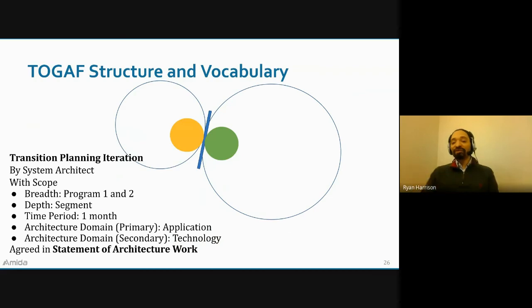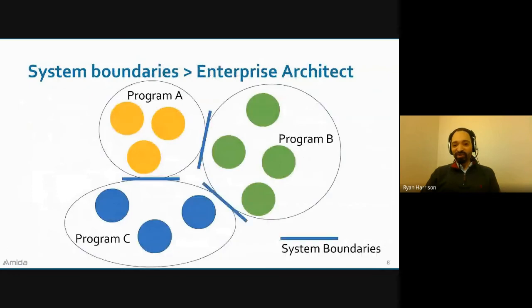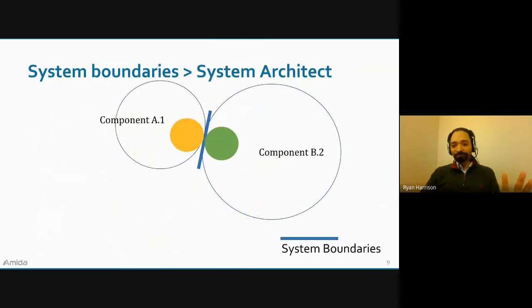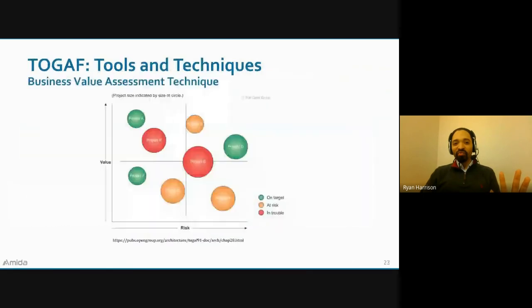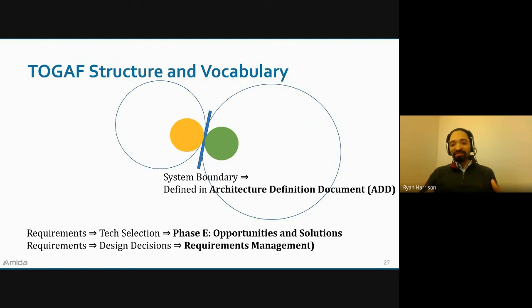All right, coming full circle, at the very beginning of the talk, we talked about system boundaries. We called things programs and components. With TOGAF, we have names for things and we have process. So now I'm a system architect and I'm going to be doing a transition planning iteration, with a scope that's going to be defined in the statement of architecture work. I have specific deliverables where I know to define things. The system boundary is going to be defined in the architecture definition document.